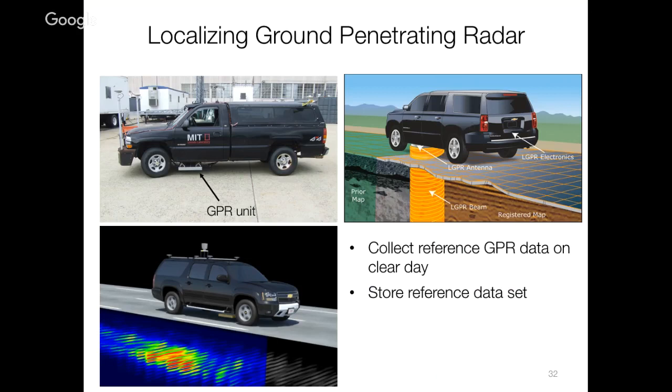So the idea is like this. Here's our GPR antenna, and it's putting information into the ground, and you'd go out and collect data, let's say on a clear day. The idea is it's a big project, right? You're trying to think about mapping all of the road systems with GPR data, and you're going to store that as a reference data set.